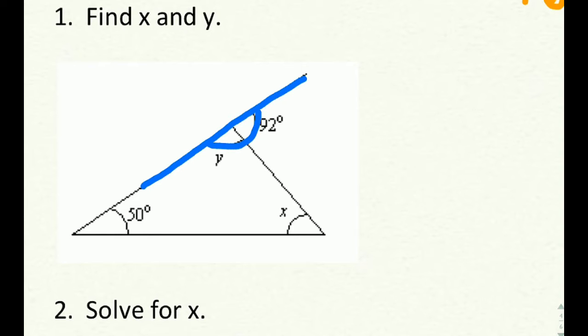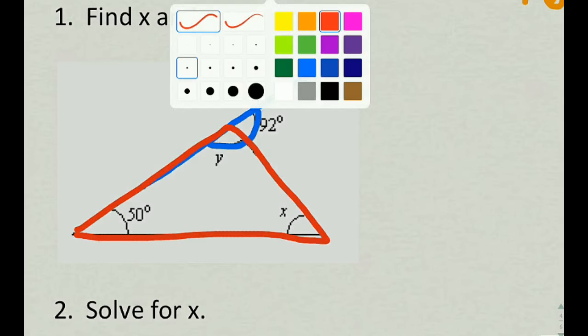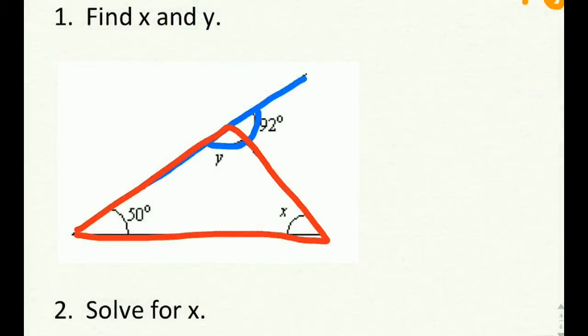We also have a triangle here, and the total of the 3 angles in every triangle is also going to be 180 degrees. So if I were to take 50 plus x plus y and add them together, it would equal 180. If I were to take 92 plus y and add them together, it would equal 180. So let's go ahead and do this one step at a time.